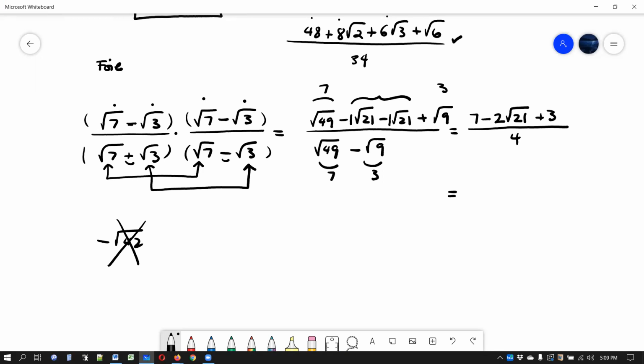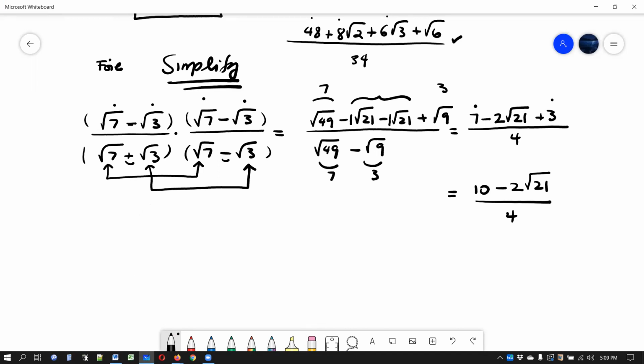We're not quite done yet because I need to combine these two terms. 10 minus 2 radical 21 over 4. Now, this is very good. This is almost the answer. We're not quite there yet. Now, why not? Because that's why I said that sometimes these problems will be under simplify and not just rationalize. This answer needs to be simplified.